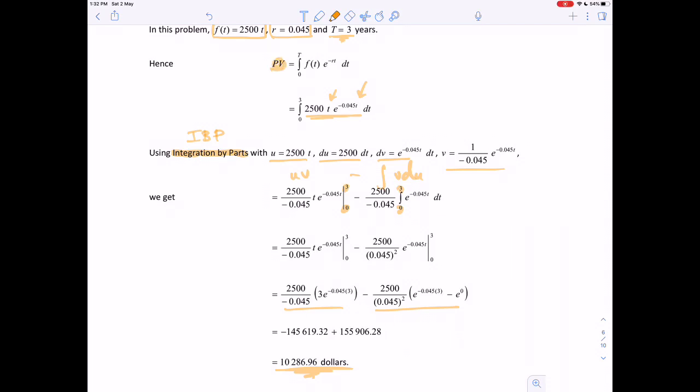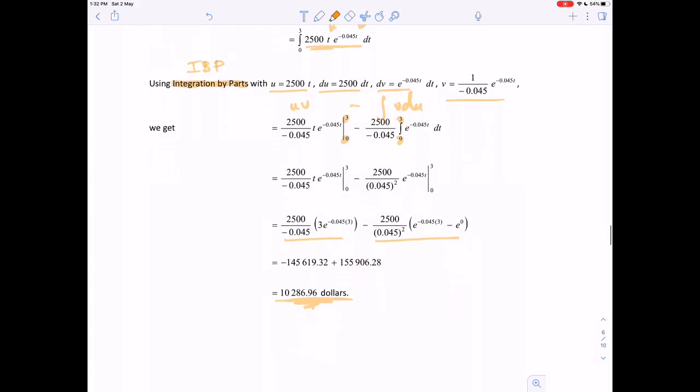How come it's so little? That's the present value. That's the value now before any of this income has arrived and been invested.